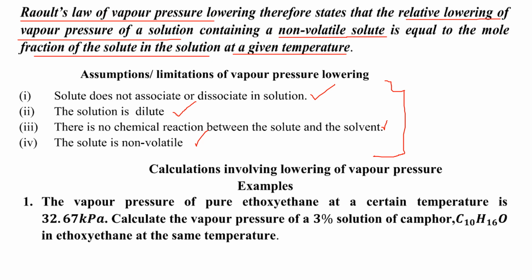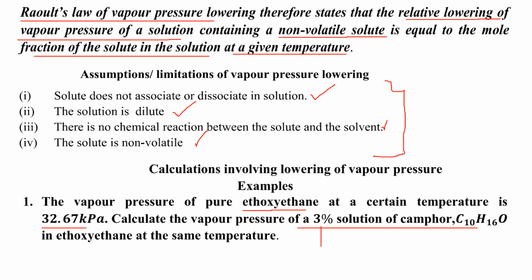Now let's look at the calculations that involve vapor pressure lowering. Number 1: the vapor pressure of the pure solvent, P0, of ethoxyethane at a certain temperature is 32.67 kilopascals. Calculate the vapor pressure of a 3% solution of camphor in ethoxyethane at the same temperature. Now let's see how you're going to overcome that.